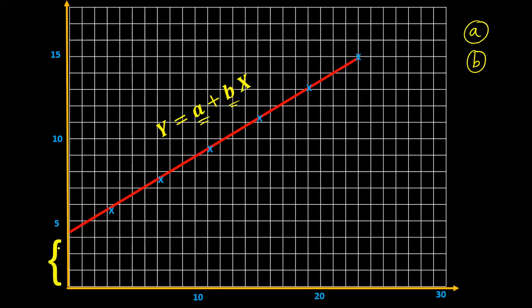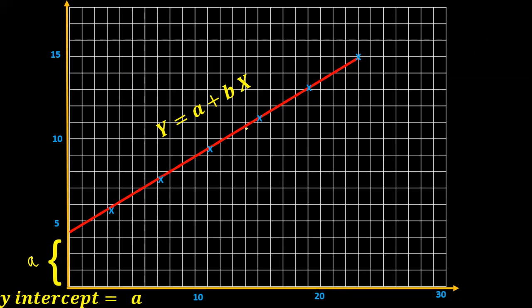Here this is the origin. Where the line cuts the y-axis from the origin, that's called the y-intercept. If the line cuts the x-axis, then this particular length is called the x-intercept. This y-intercept is denoted by A.